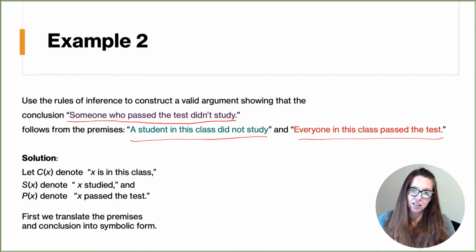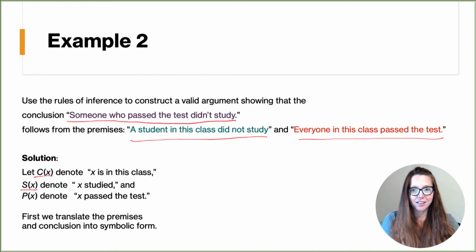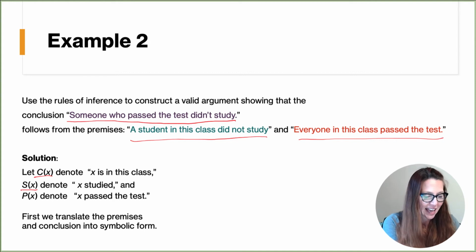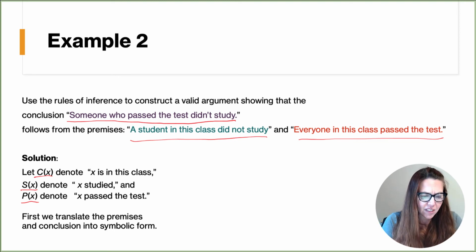So to start us off on a solution, let's first define some predicate statements. We'll let C of x denote that x is in the class, S of x denote that x studied, and P of x will denote that x passed the test. So the first thing we want to do is translate the premises and the conclusion into a predicate statement. And they'll be quantified predicate statements in some situations. So let's look at premise 1.